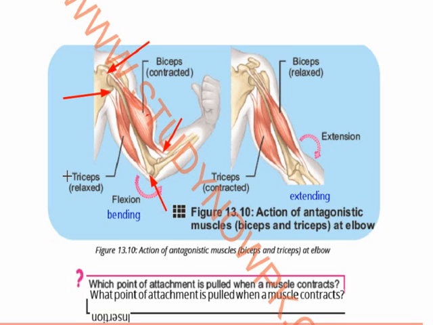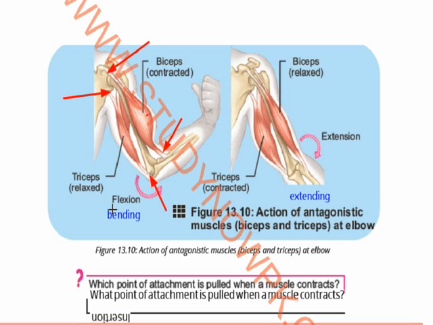The insertion in this case is the bones of the forearm. These are the bones of the forearm, and this area is known as the pectoral girdle, which is the bone of the shoulder. This is the origin here, which is immovable. So when the biceps contract, here you see the biceps are contracting.